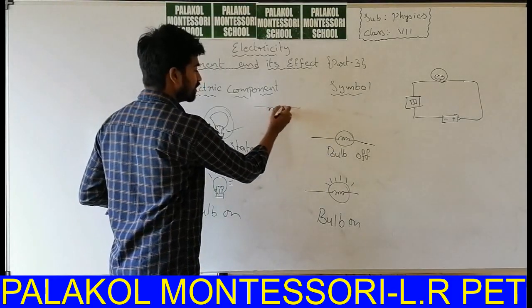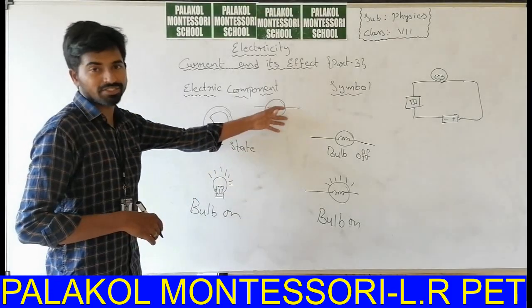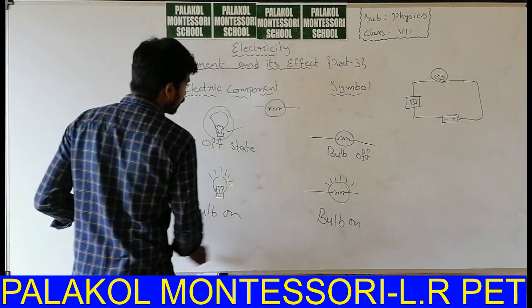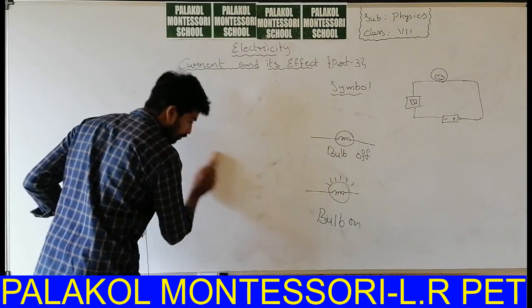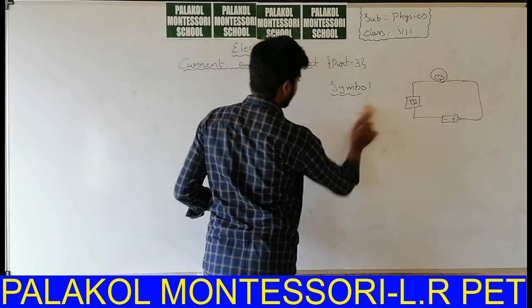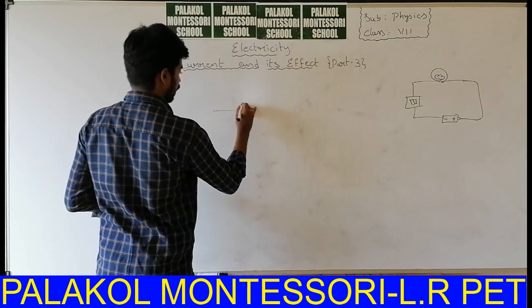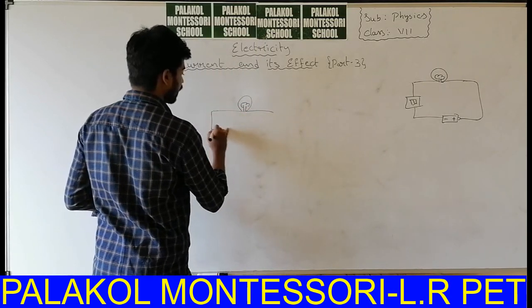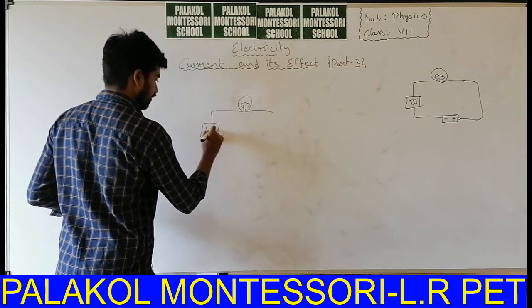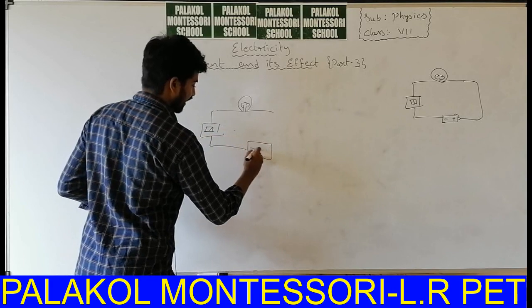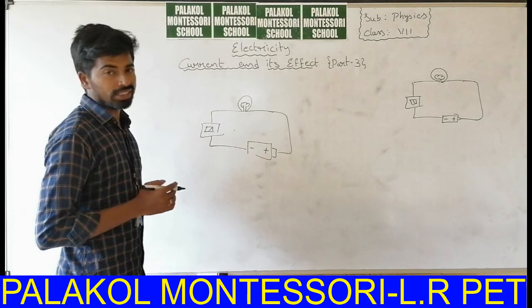Just do like this and make a round on that. It is very easy to draw and very easy to indicate. That's why symbols are used. So let us draw a diagram. This is the bulb and a switch is there. Here there is a battery. Let us redraw this diagram by using some symbols.